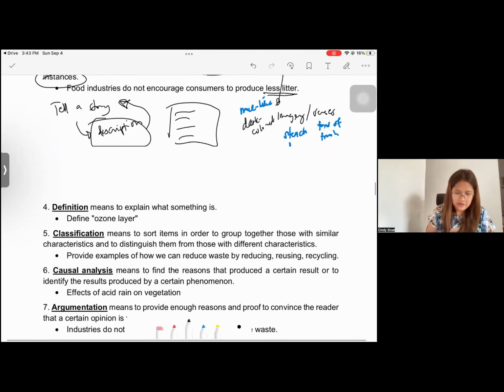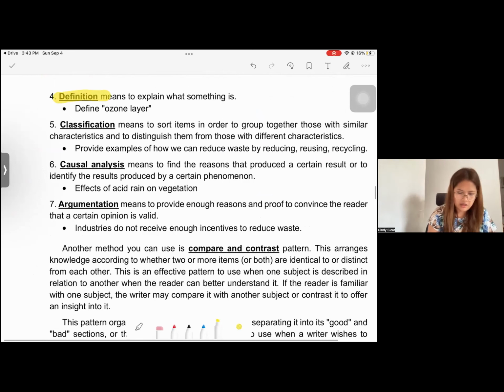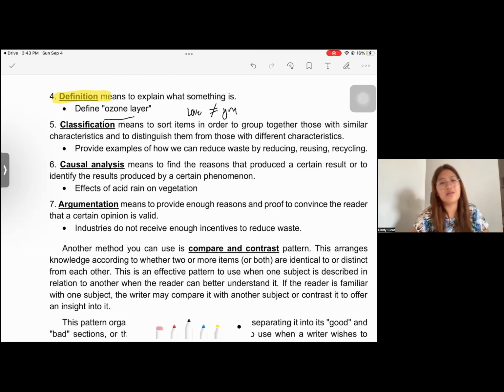Okay, definition on the other hand, you give the meaning. Explain what something is. What is the ozone layer? What's love? Okay, you cannot just say love is you. You have to define what love is. It is a feeling or something. You explain what that actually is.